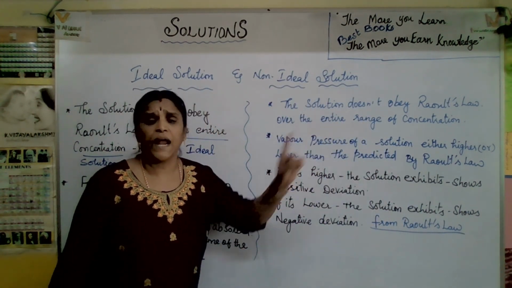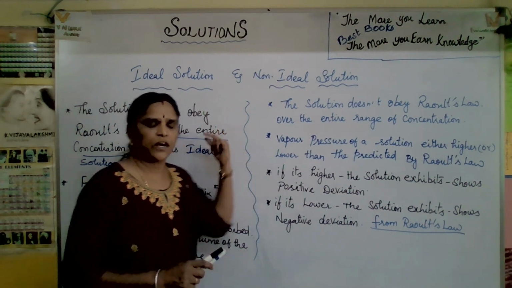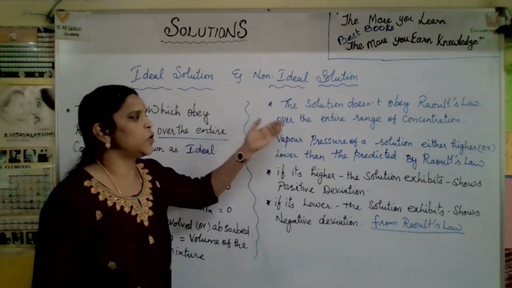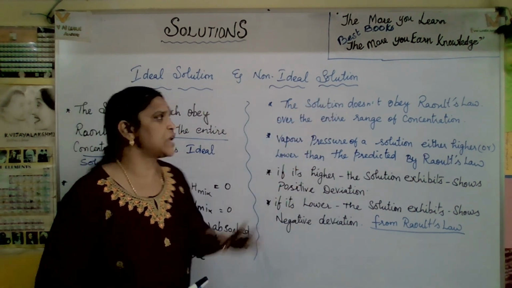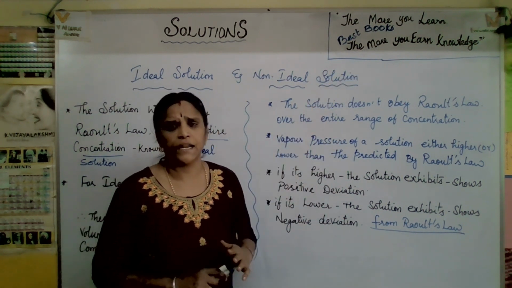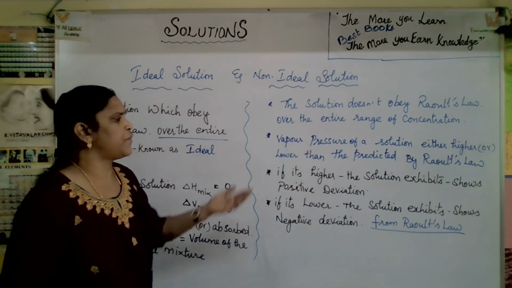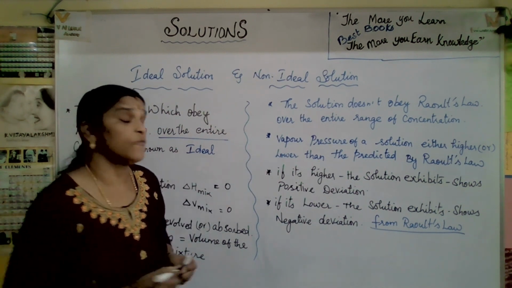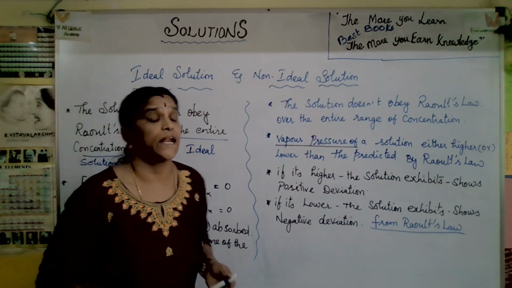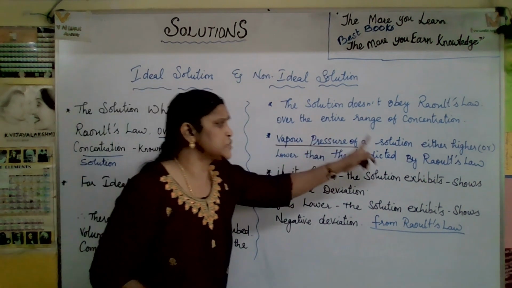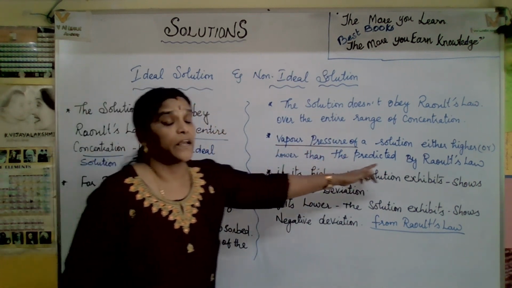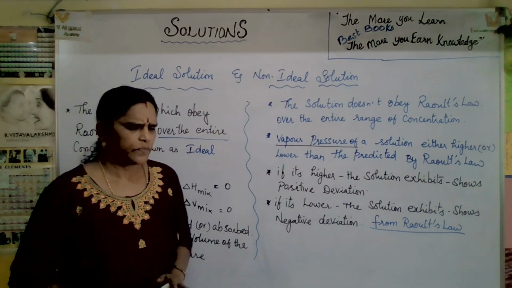Now, non-ideal solution. A non-ideal solution is one which does not obey Raoult's law over the entire range of concentration. How do we identify it? Vapor pressure is a very important point to be noted for a non-ideal solution. The vapor pressure of the solution is either higher or lower than that predicted by Raoult's law.